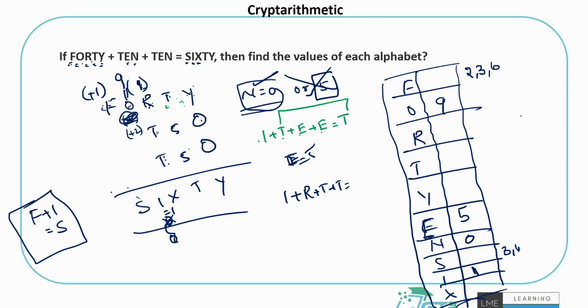F can't be 5 also. F can be 6, if F is 6, S can be 7. If F is 7, S can be 8. If F is 8, S has to be 9, again that's not possible. There are still 4 combinations possible for F and S. Let's rule out the other cases and we'll understand. So now I understood this. Now I think we need to focus on this part.